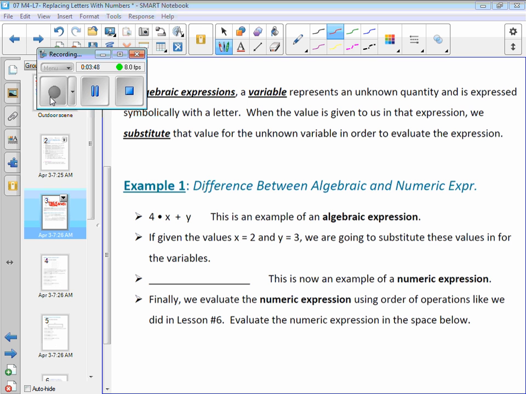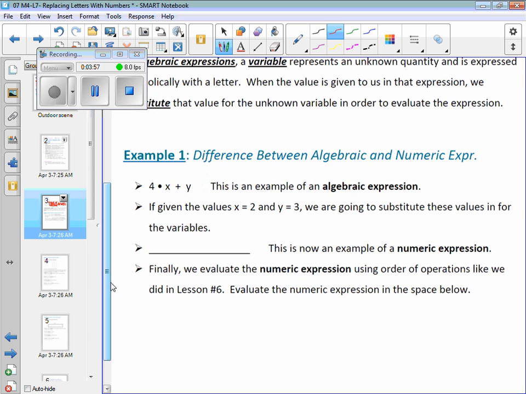4 times x plus y. This is considered like a formula. What we're going to do is we substitute the values in for x and y before we try to evaluate. So what you're going to do is you have 4. What's the value for x that's being given? Peyton. 2. So you're going to substitute 2 in for x, plus what's the value being given for y?